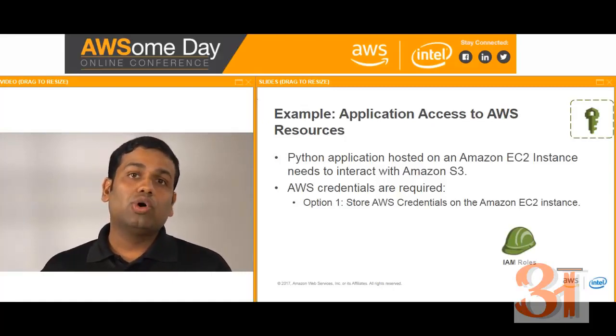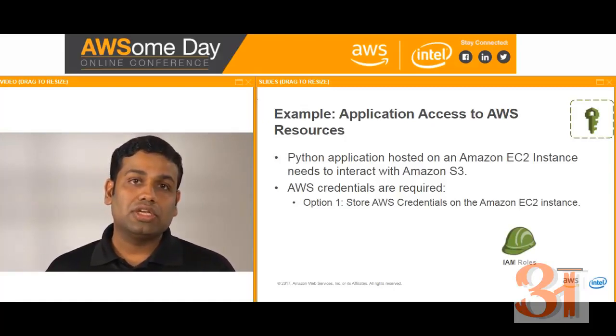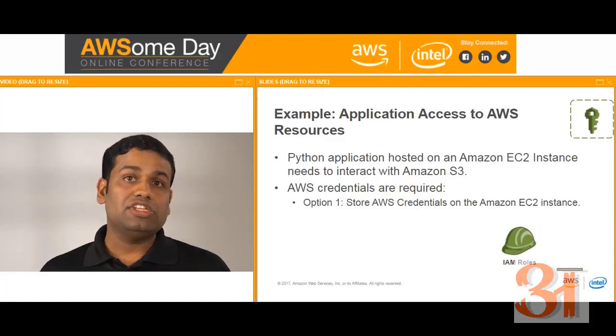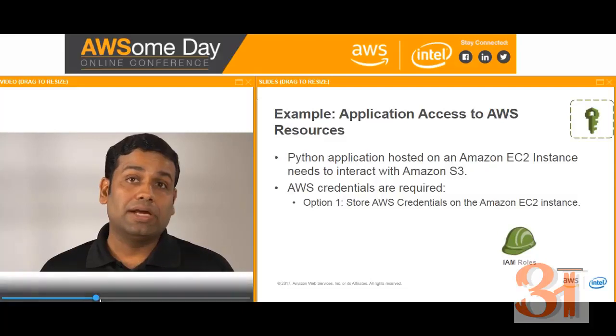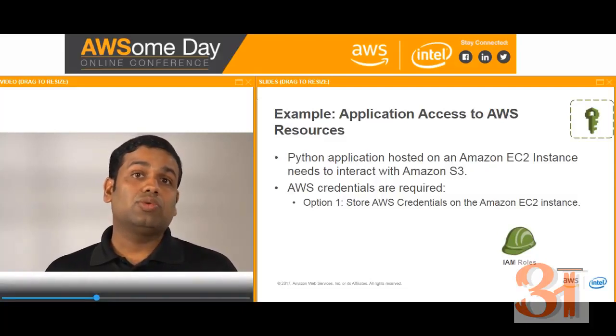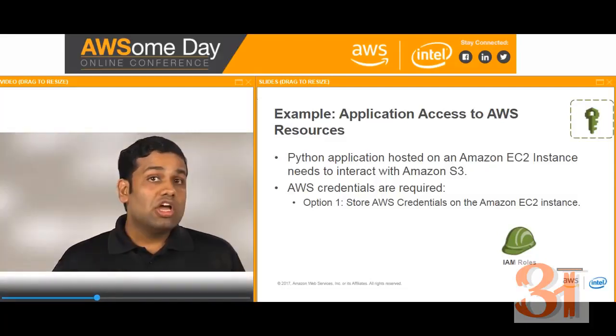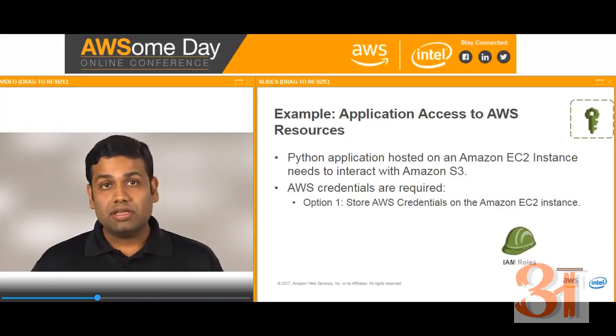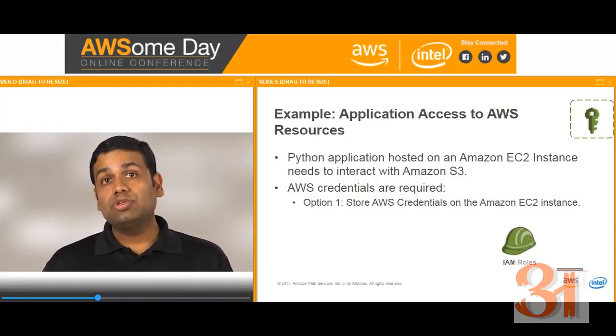Imagine you are hosting a Python application inside an Amazon EC2 instance. How would you permit the Python application to access the Amazon S3 bucket? One way is to embed the IAM credentials into the Python code.